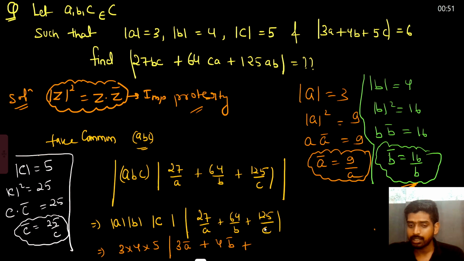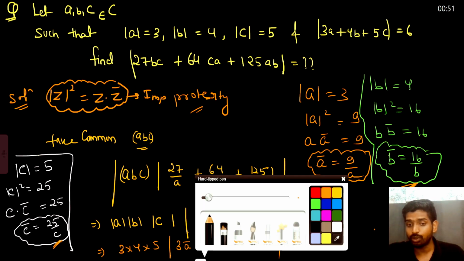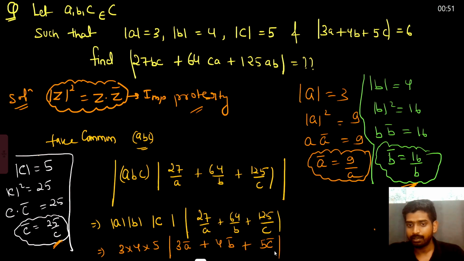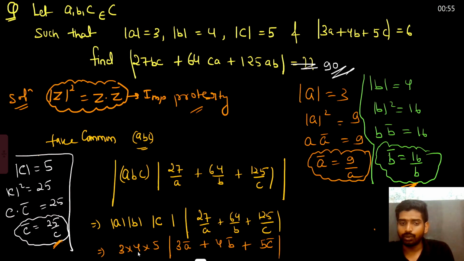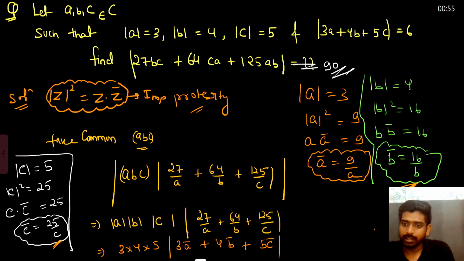Got it? Next, plus 125 by C. We know that conjugate of C is 25 by C. This one I can write as 5 into 25 by C, which is 5 into conjugate of C. Now, next, we know this as 3 into 4 into 5 multiplied by this. Here we'll get 3 4s are 12, 12 5s are 60, right? 3 multiplied by 3A bar, 4B bar, 5C bar.